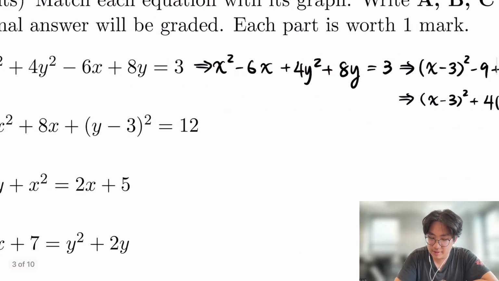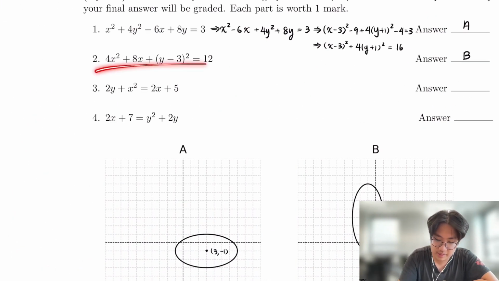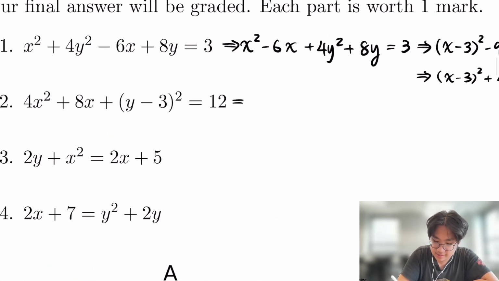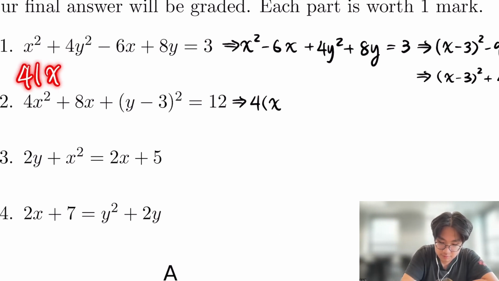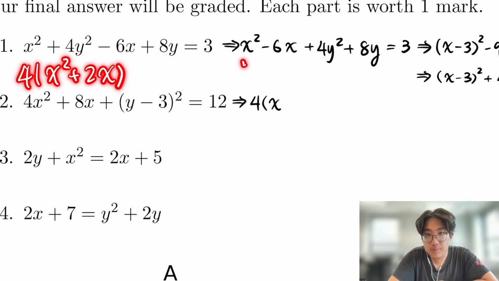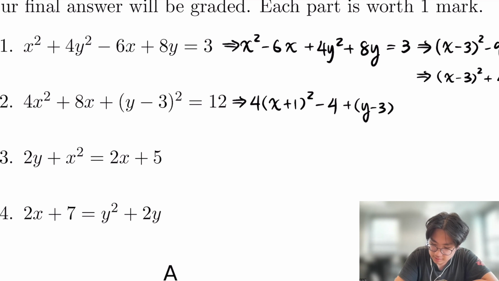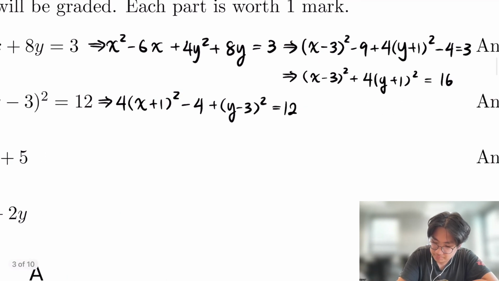This I can tell you is B already, just obviously by process of elimination, but this one I'll also show you why that's the case. So here, again, same exact idea. We're just completing the square. So you have 4 times x. So here the idea is you have 4 times x squared plus 2x when you factor out the 4, and then you can just complete the square as you normally do. So plus 1 squared minus 4 plus y minus 3 squared is equal to 12.